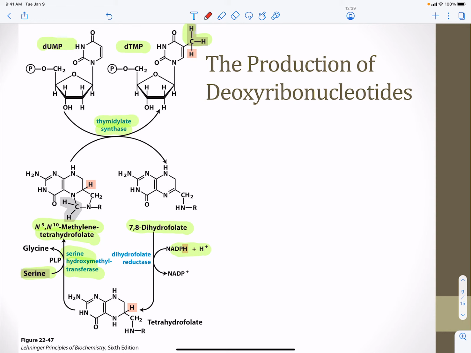So this is tying together what we talked about with respect to our amino acid metabolism, going from serine to glycine to form our N5-N10 methylene tetrahydrofolate, which is necessary to make the base, the thymidine bases.